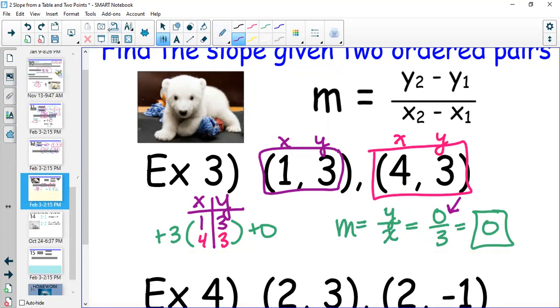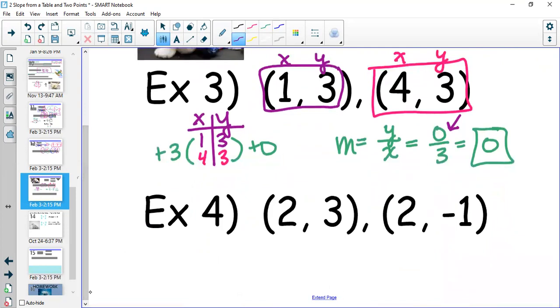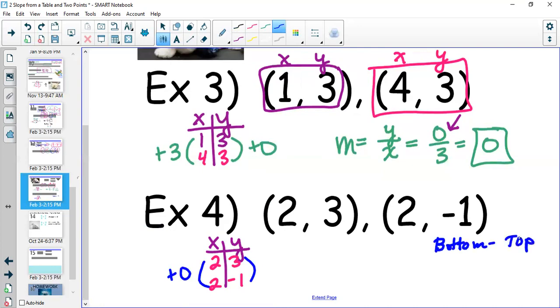Now let's look at what an undefined slope looks like. Okay, so we're going to do the same thing. I'm going to make a table. I'm going to put the points 2, 3, and 2, -1. This time our x had a change of 0, and our y, let's see what this looks like if I do bottom minus top, if I'm not sure. So I'm going to do -1 minus my top, which is 3. That would give me an answer of -4.